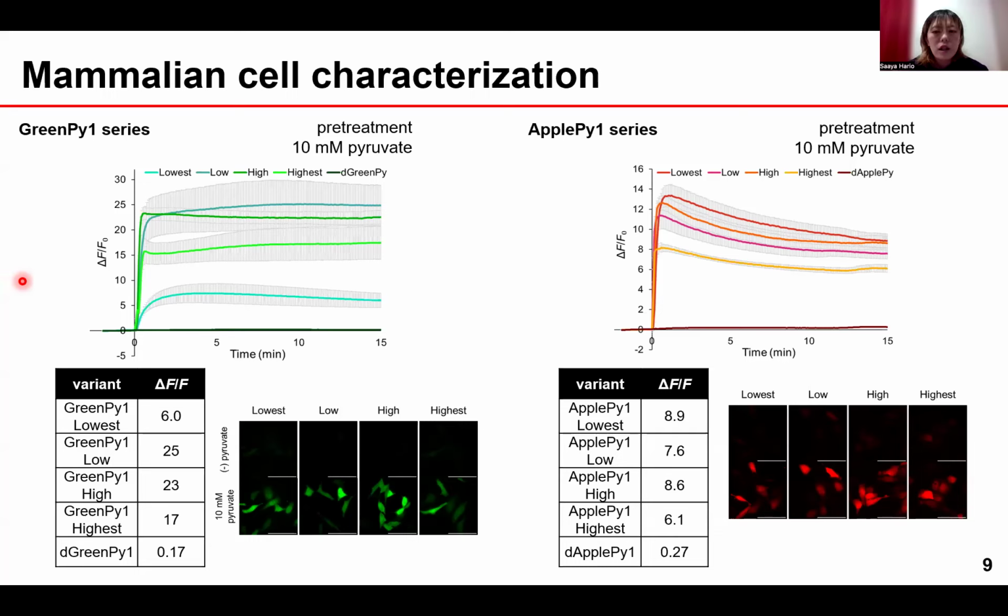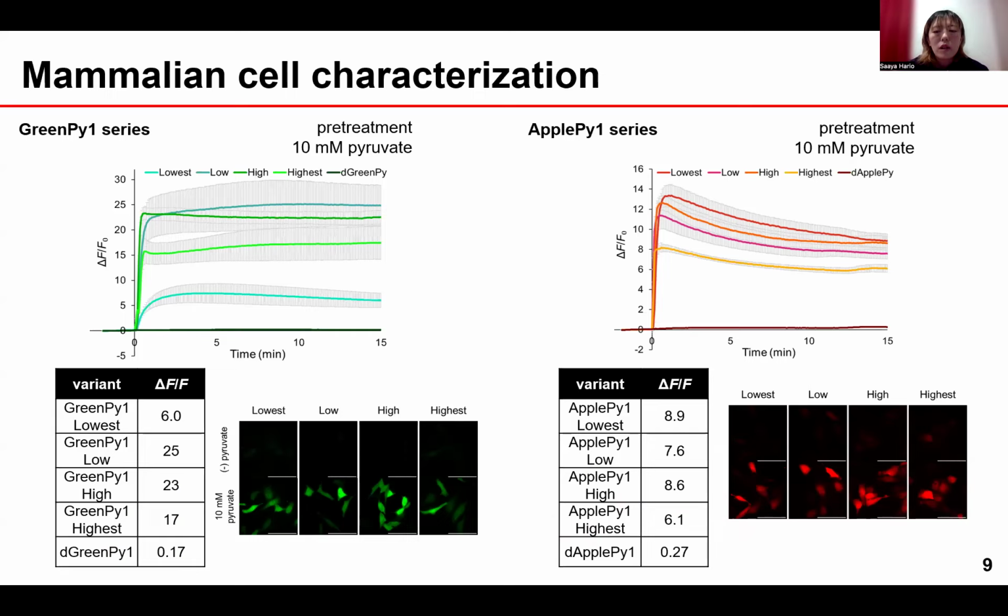So first, to reduce the endogenous pyruvate concentration, I carried out some pharmacological pretreatment with mammalian cells to stop the pyruvate production. The graphs show the time courses of ΔF/F of the sensors expressed in HeLa cells with pharmacological pretreatment. All sensors except control sensors show very high ΔF/F upon the addition of 10 millimolar pyruvate. For example, Green Pi 1 high shows a ΔF/F of 23, and Apple Pi 1 high shows a ΔF/F of 8.6, while the control sensor maintained negligible responses of less than 0.5.